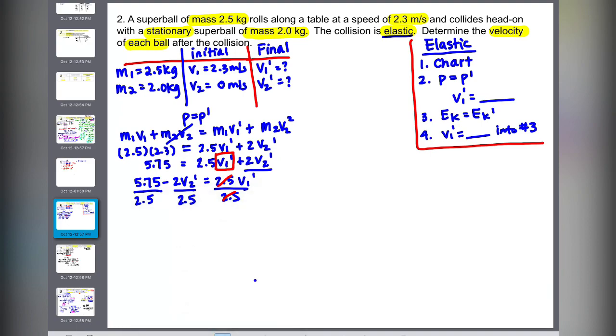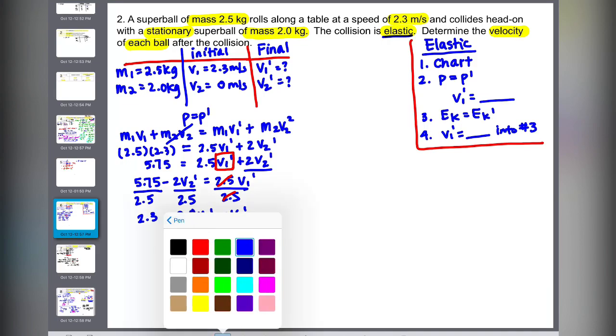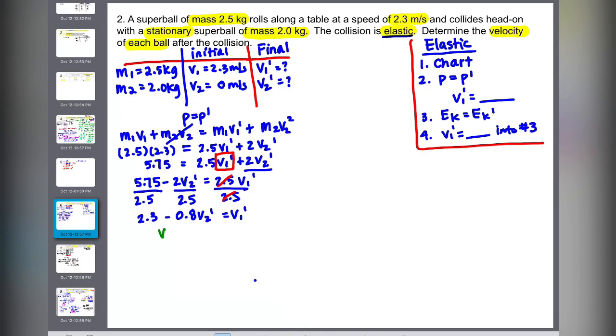So this is 2.3 minus 2 divided by 2.5, which is 0.8 v2 prime. This is v1 prime. I'm just going to rewrite it nice in another color so I can easily spot it. Let's do the green. Okay, v1 prime equals 2.3 minus 0.8 v2 prime. So I am right now at this step, right? I've written out p equals p prime, solved for what v1 prime is. Okay, so this is my equation number 1.